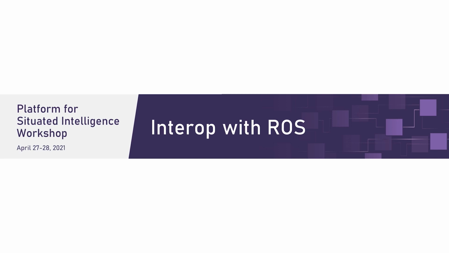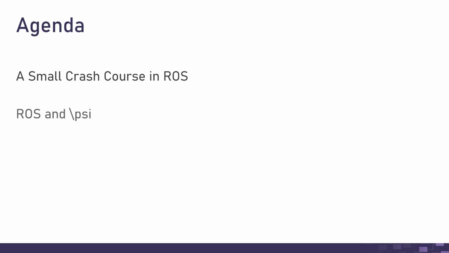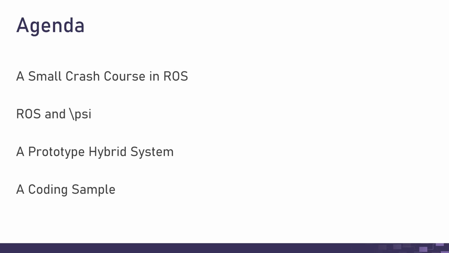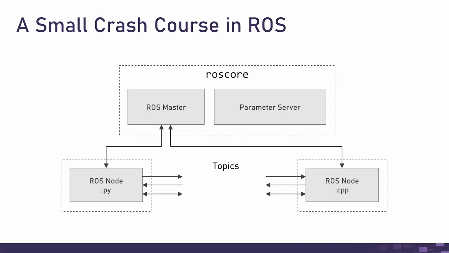Psi also can be used to build multimodal integrative systems, but perhaps it has an ecosystem that's more centered around human interaction than low-level robot control. In this session, though, we'll talk about how we can bring the two together and leverage the best of both worlds. We'll start with a small crash course in ROS itself, and then we'll get into how ROS and Psi play well together. Then we'll look at a prototype hybrid system leveraging the complementary capabilities of both ROS and Psi. And finally, we'll spend about 15 minutes or so walking through a coding sample, communicating with the ROS turtle sim from Psi. So let's start off with a little crash course in ROS itself.